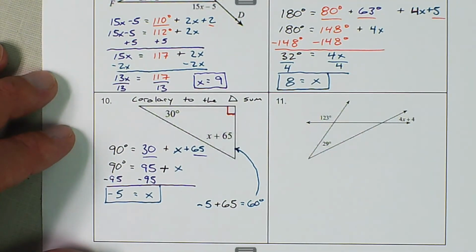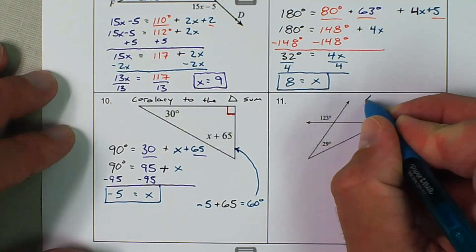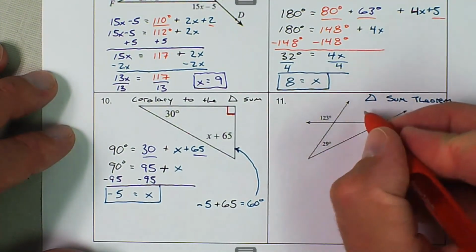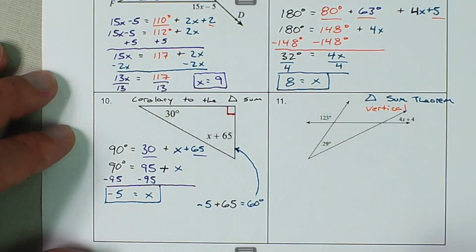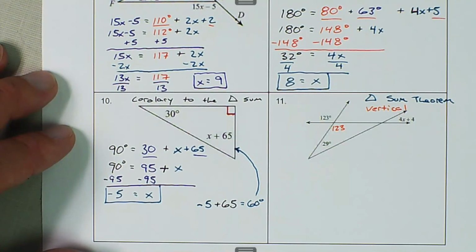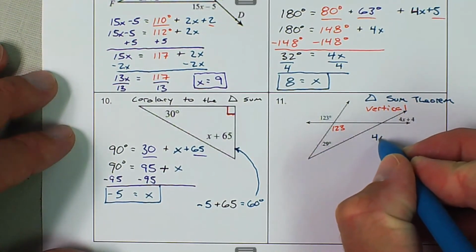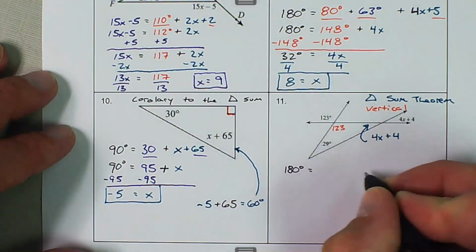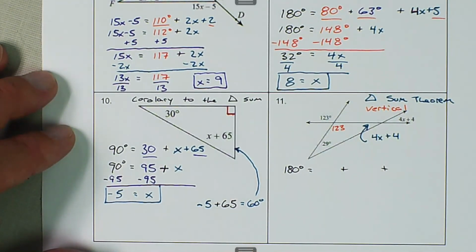And then our last example is going to be a combination of vertical angles and the triangle sum theorem. So triangle sum and also vertical. Vertical tells me that this is 123 degrees because they're congruent. And this angle is also 4x plus 4. So now we can use our triangle sum theorem and calculate what our x value is. The thing that never changes is that the triangle sum theorem says we're adding three angles together.